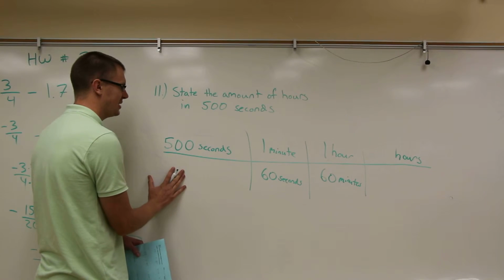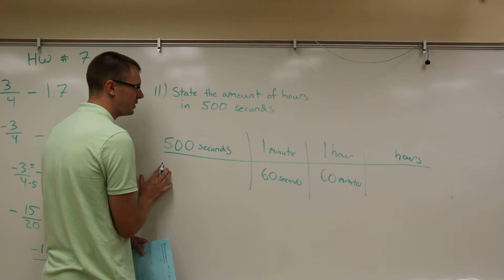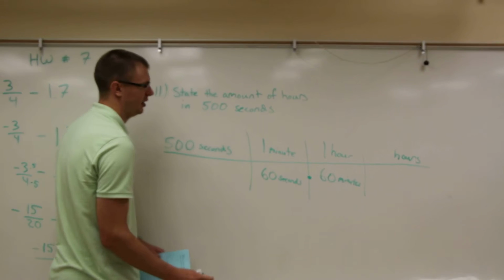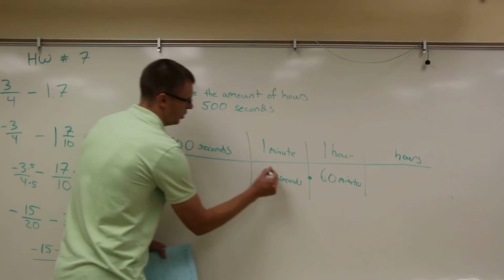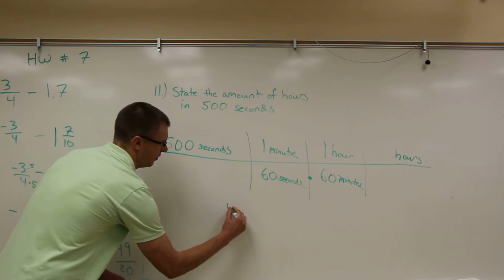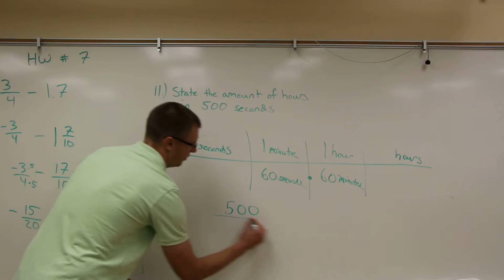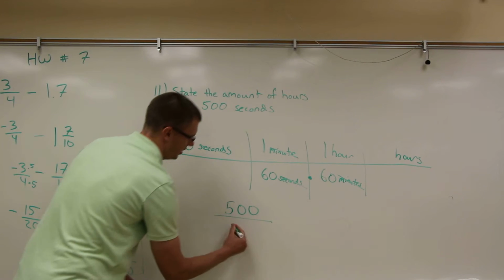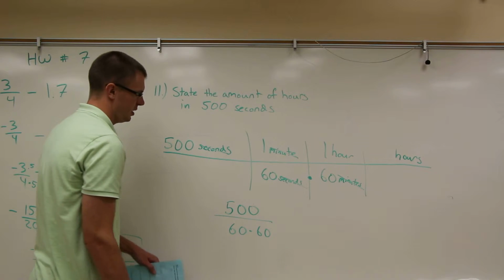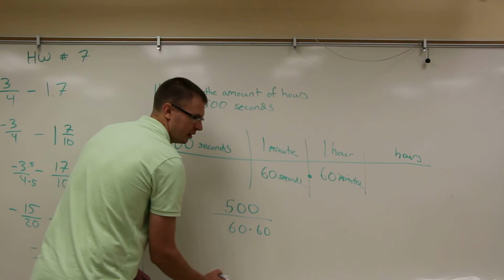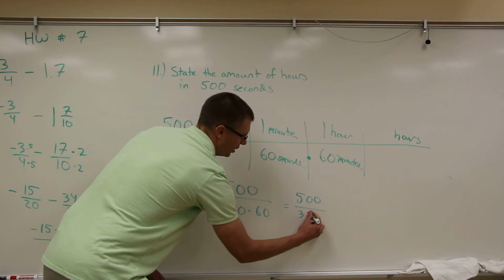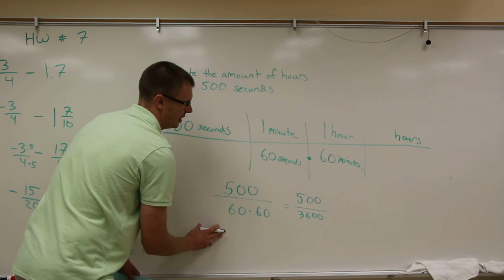So what this is telling me is I need to take my 500 seconds and divide it by 60 times 60. Seconds will go away, minutes will go away. That will give me my answer. 500 divided by 60 times 60. You may need to do this on a calculator, but 500 divided by 60 times 60 is the same thing as 500 over 3,600. That's what I get when I multiply 60 times 60.